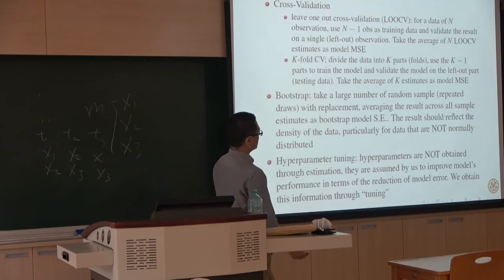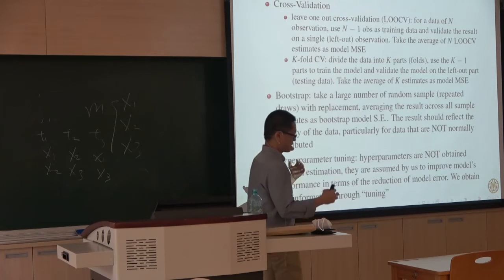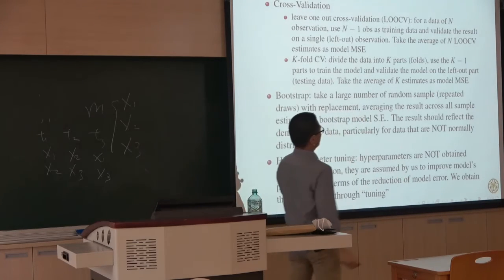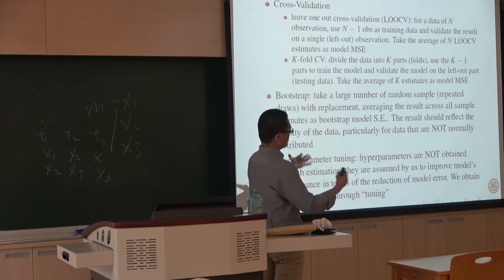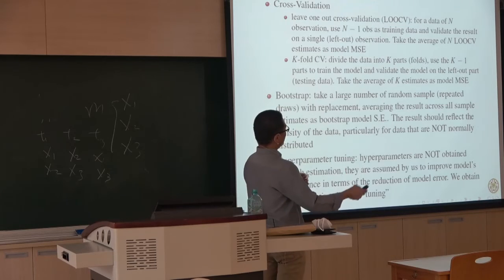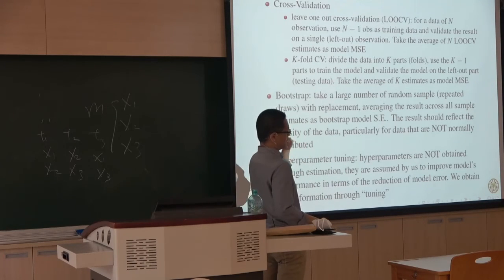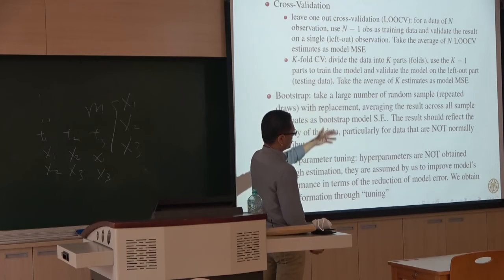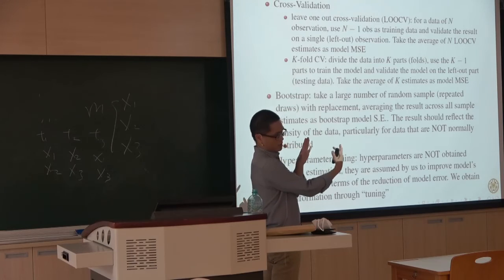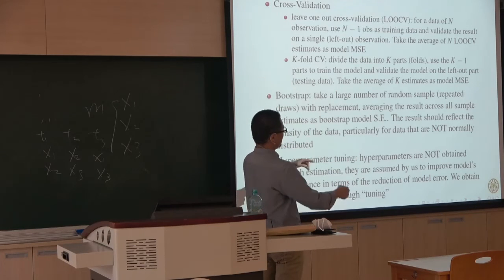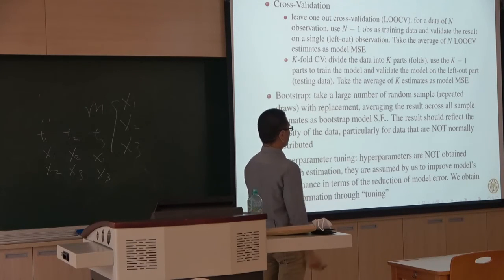K-fold cross validation is just the same. It's almost like a simpler LOOCV. We divide the data into K parts, K-fold, using K-1 parts to train the model. Then we validate the trained model on the left-out part, which gives us K estimates. Then we take the average of the K estimates as our model MSE.